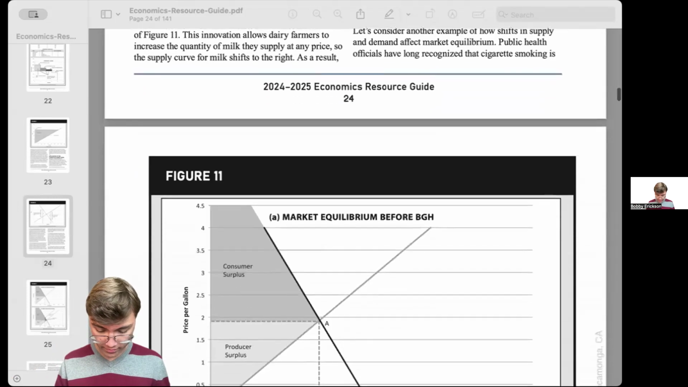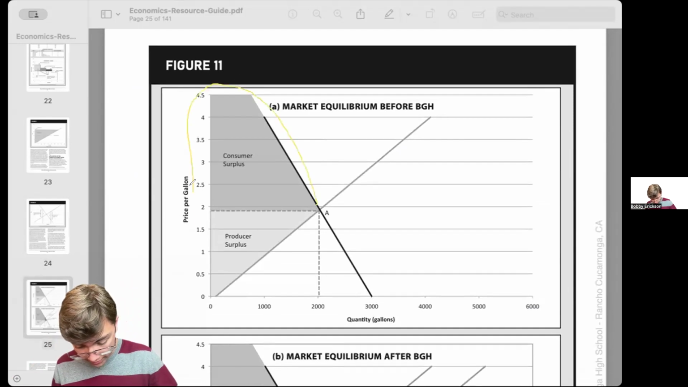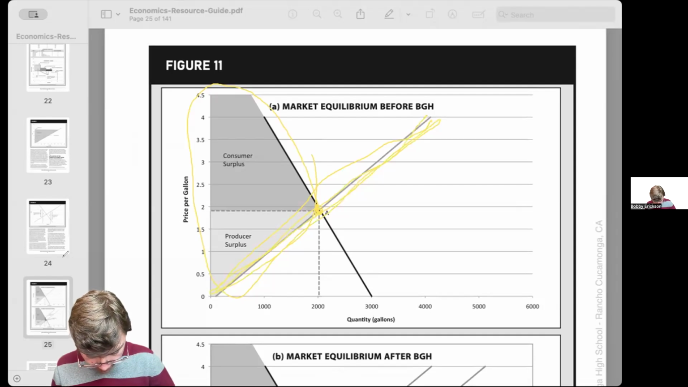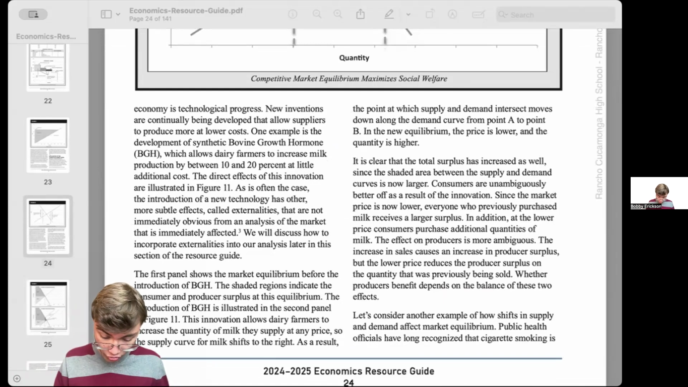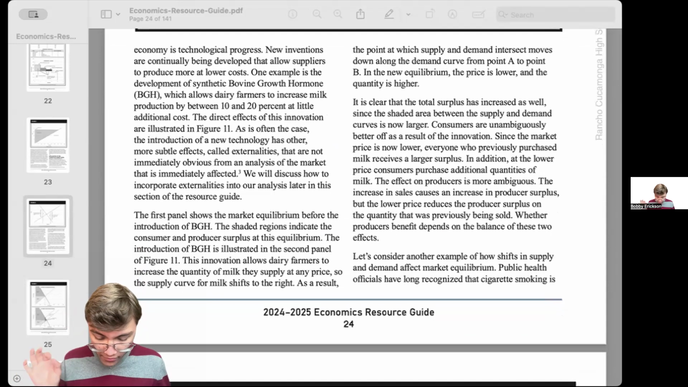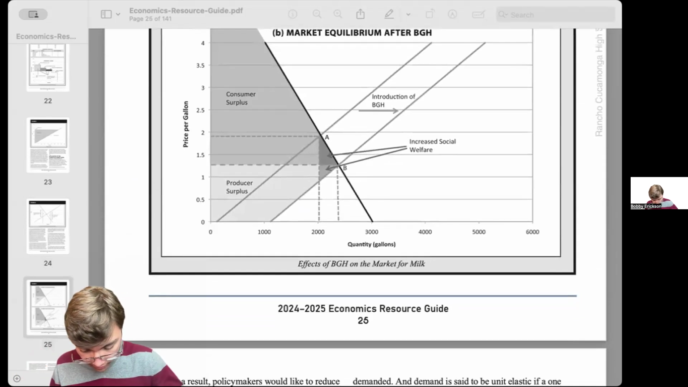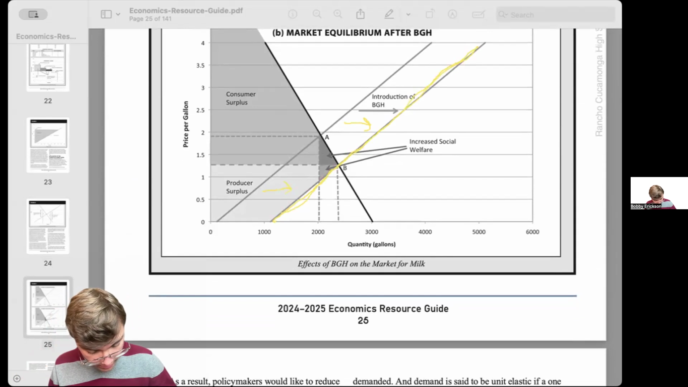If we take a look at this market, we see a market at equilibrium before BGH. So we have our total surplus right here, and then we have our market equilibrium. This is the supply curve, and I believe this is the supply of milk in gallons. Once BGH was introduced, the quantity of milk supplied at any price is increased, so we see this increase right here and we see that it has shifted to the right.